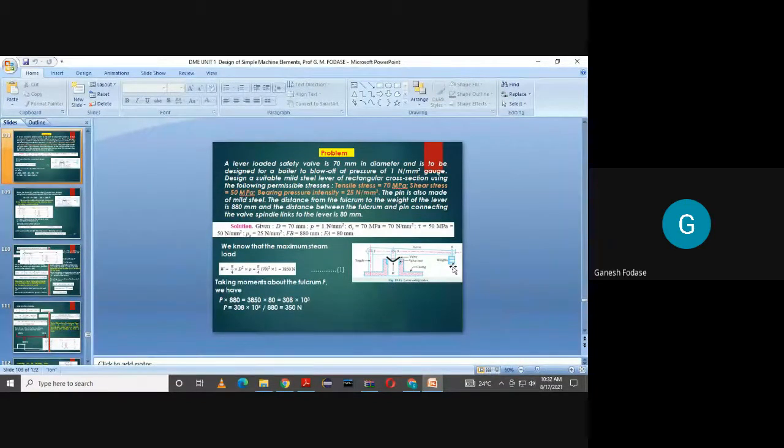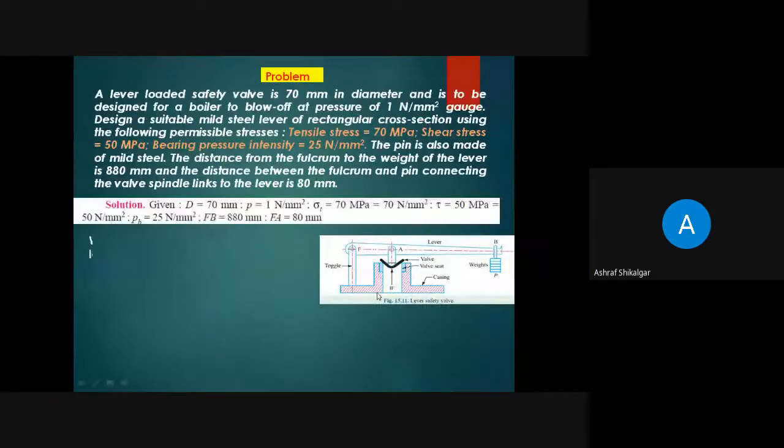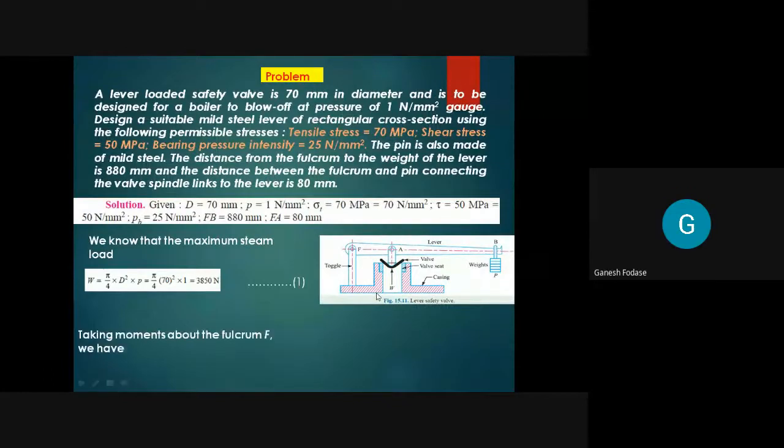How can we find capital P? By taking moment about the fulcrum F. How can we take moment? We can take clockwise positive or anti-clockwise positive, anything; both will give the right answer. So take moment about F, and your answer is P. This P into distance. How much is the distance? 880. Okay, so we take moment of P into 880.